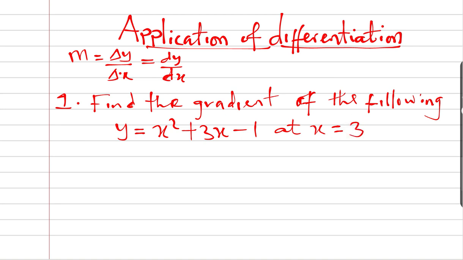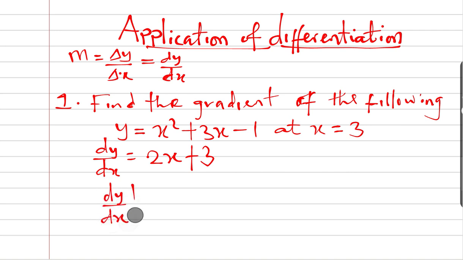Now look at it. You want to find the gradient at the point x equals 3. What does this mean? This means after differentiating your y, anywhere you see x in your answer, you now put 3. What's our dy dx here? Differentiate this, and it will give you 2x plus 3. Now at x equals 3.